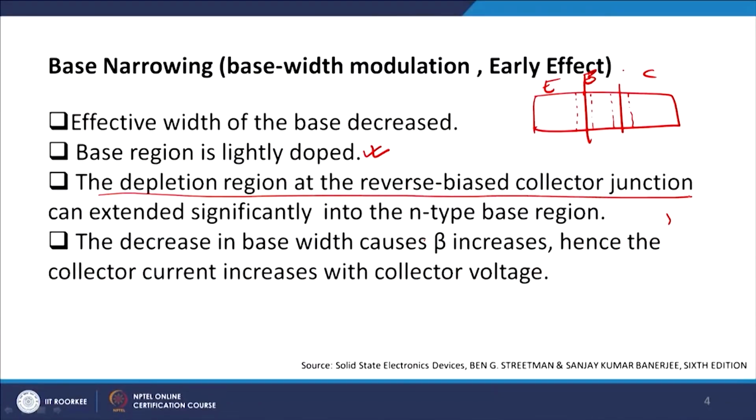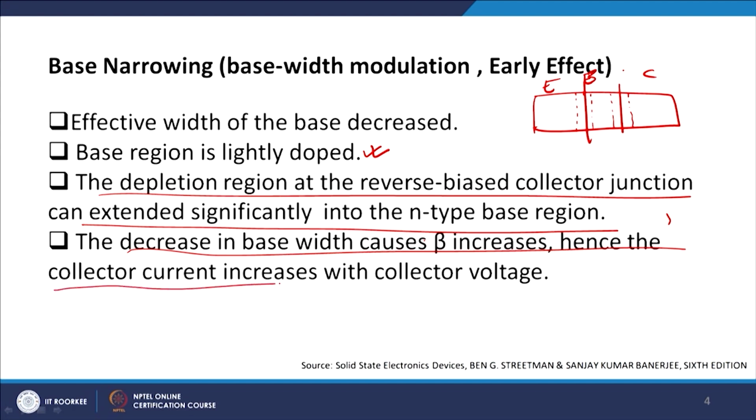So with this fundamental understanding, we now come to the depletion thickness at the reverse biased collector junction, which can be extended significantly into the n type base region. We have discussed this point, and the decrease in the base width causes beta to increase and alpha to increase as well. Hence, the collector current increases with collector voltage, right.